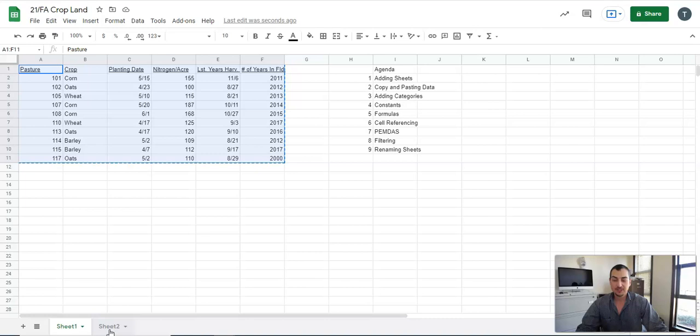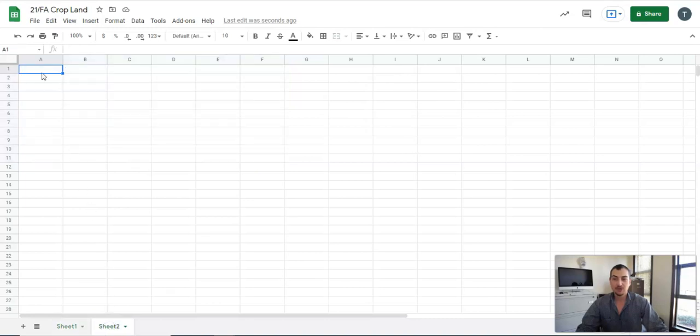So I'm going to go into sheet 2. And once I'm in sheet 2, I want to go ahead and paste that information right there in right here in A1.